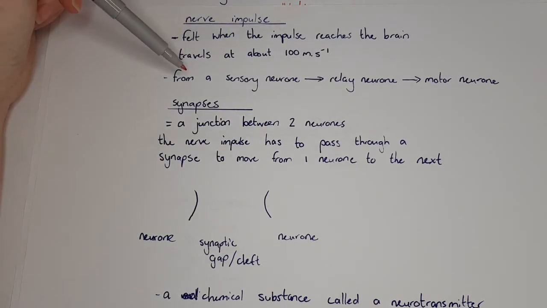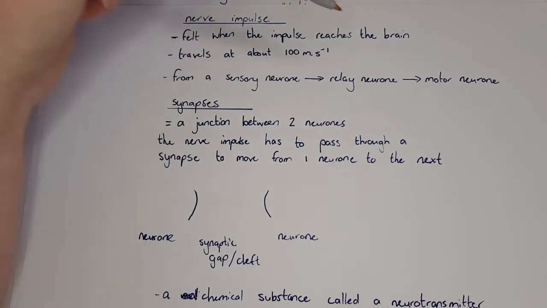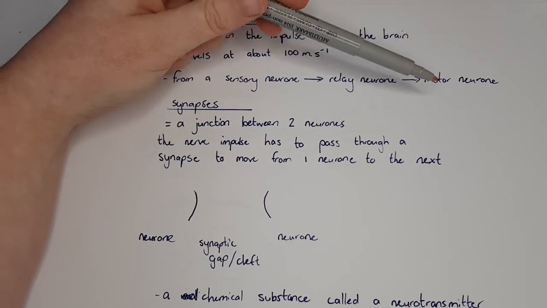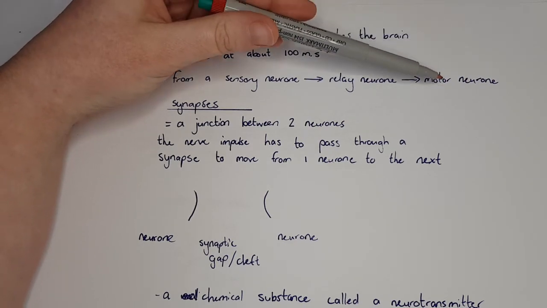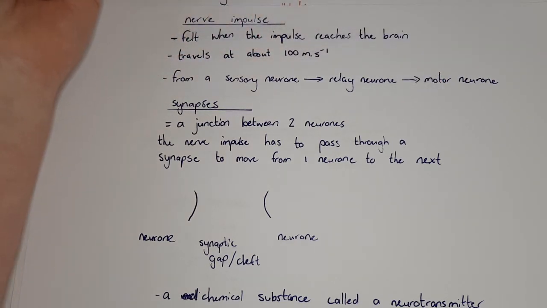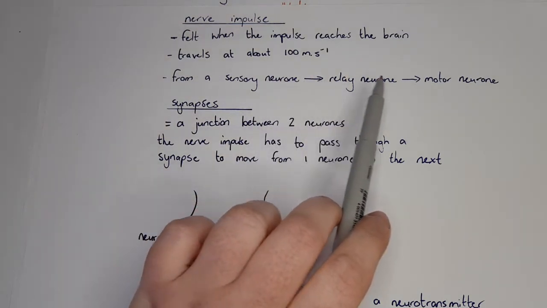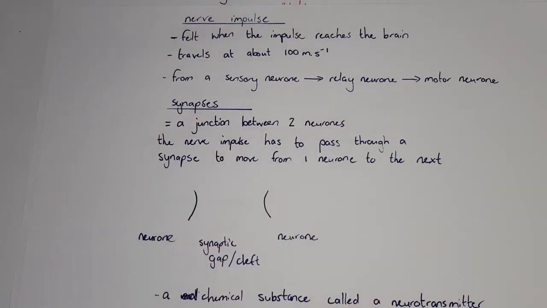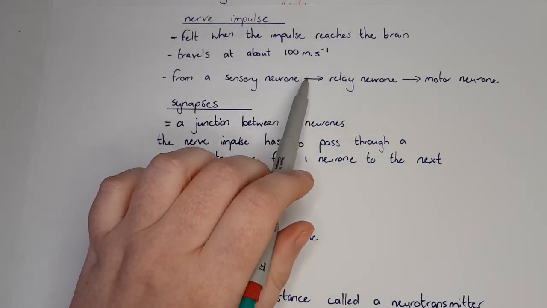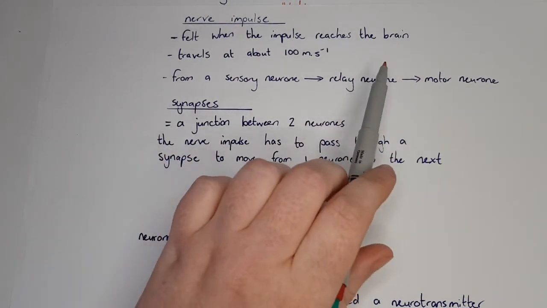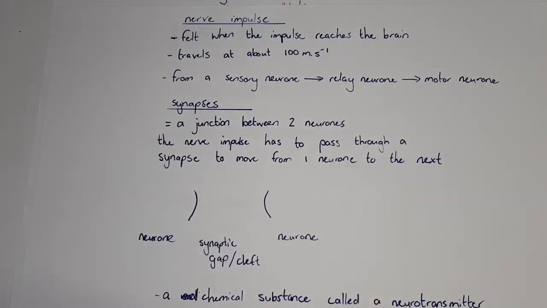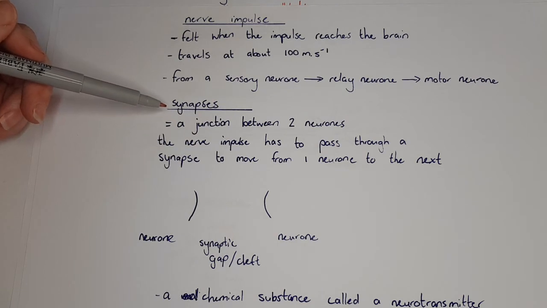So the impulse will travel from a sensory neuron to a relay neuron, and then to the motor neuron, where you're going to have an effect for something. Between those neurons, they have to be connected, but they don't actually ever touch. A sensory neuron does not touch the end of the relay neuron, which does not touch the end of the motor neuron. There's tiny little gaps in between them, and the gaps are called the synapses.